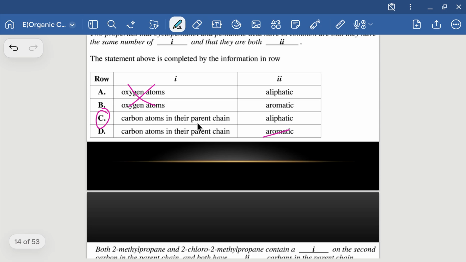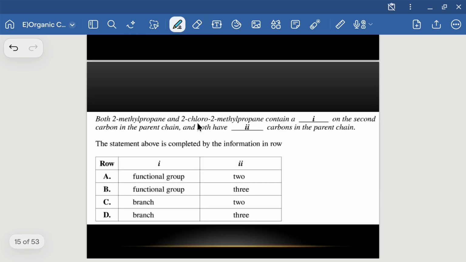Sorry. This next one, both 2-methylpropane and 2-chloromethylpropane contain, which one would this be? 2-methyl, 2-chloral, 2-methyl. They would both have a functional group, the methyl. No, that's not a functional group. That would be a branch. They both have branches on carbon 2. And if it's propane, they have 3 carbons in the parent chain. So because the first one doesn't have a halogen, it does not have a functional group, but it does have a branch. So if you have methyl, ethyl, propyl, those are branches. Okay, we'll keep going here.